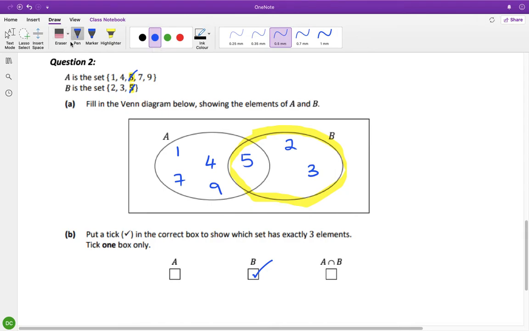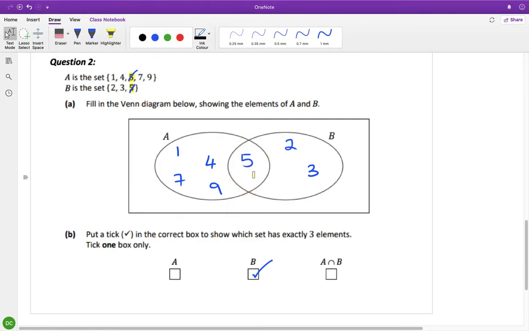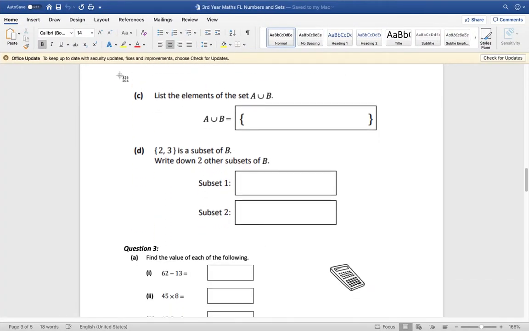Okay, and then we better check the last one just in case it also has 3. Sorry, we got the right eraser there. No. The last one is A intersection B, and the intersection is the overlap. So it's this bit here. So how many elements are in there? Just the 1. Okay, the answer to that was B. And the last 2 parts.